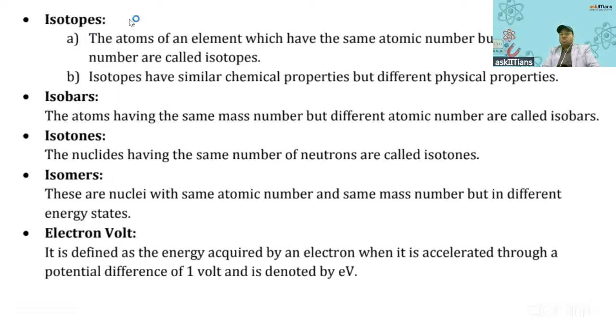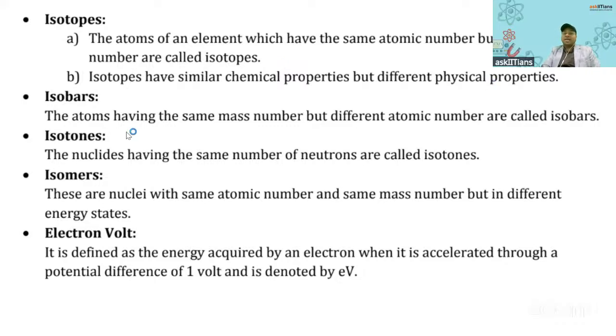Then isotopes. What are isotopes? The definition might come. Isotopes are the atoms of an element which have the same atomic number but different mass number. That means they have the same number of protons but a different number of nucleons, so a different number of neutrons. Isotopes have similar chemical properties but different physical properties.